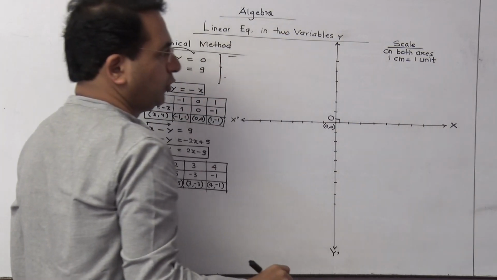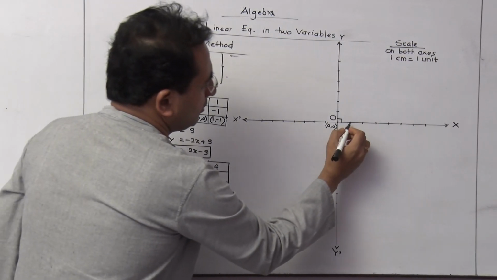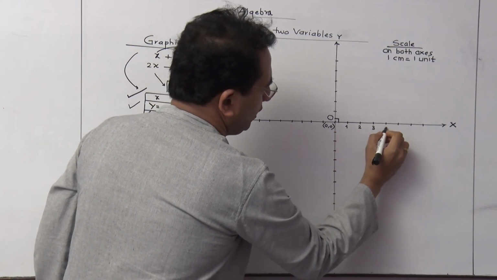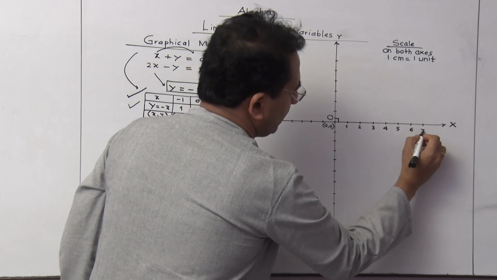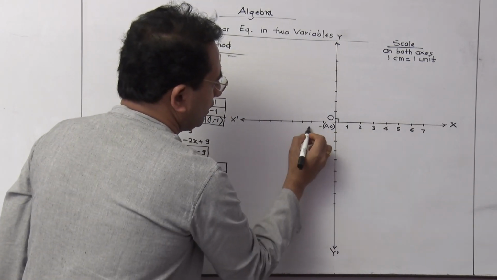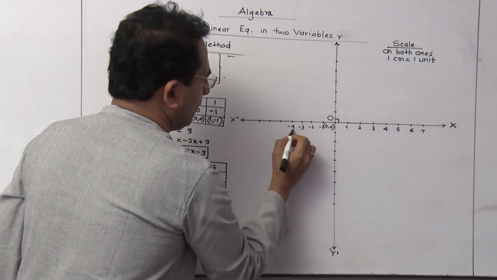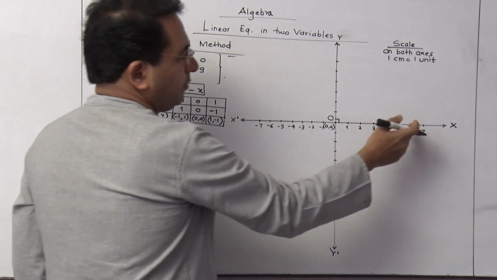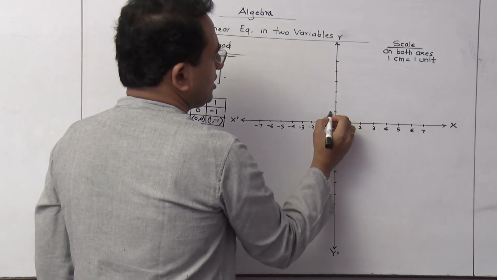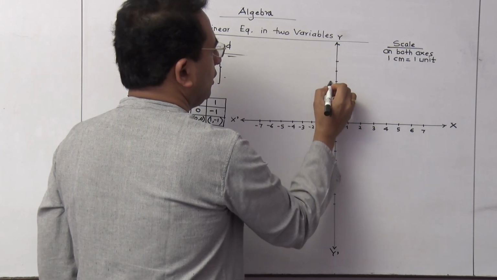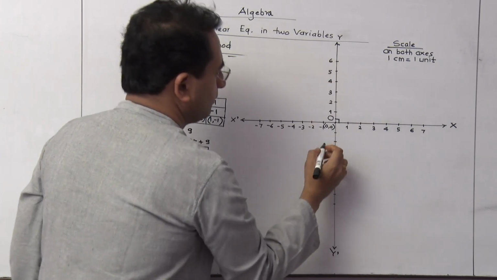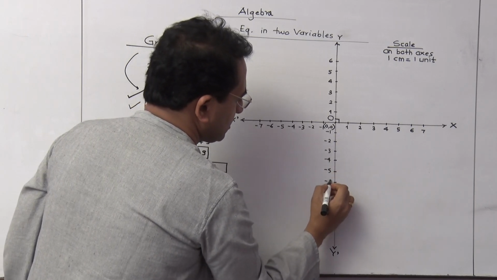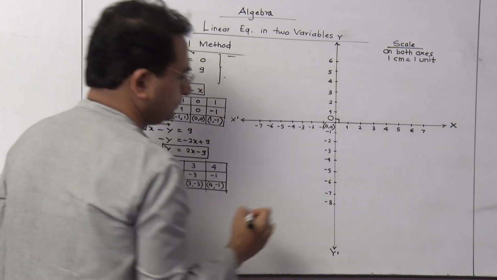1 centimeter is equal to 1 unit. So I have done the marking here at 1 centimeter each, which I will write as numbers here: 1, 2, 3, 4, 5, 6, 7. Here I will write -1, -2, -3, -4, -5, -6, -7. On your graph, you may have more numbers there. This is 1, then 2, 3, 4, 5, 6. This is -1, -2, -3, -4, -5, -6, -7 and -8.